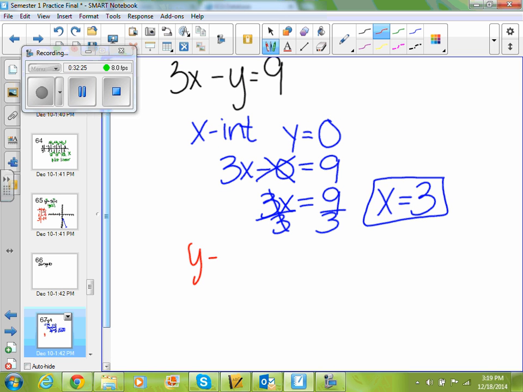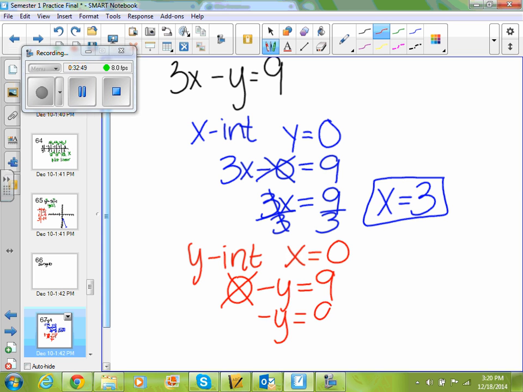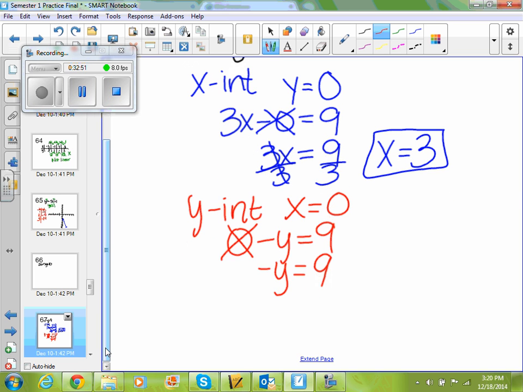If I go to find my y-intercept, what do I know about x and my y-intercept? X is 0. So I'm going to plug in 0 for x. So 3 times 0 is 0. So I get 0 minus y equals 9, which means I can ignore the 0. So I get negative y equals 9. What number is in front of this y? 1. So this is like negative 1y. So then what do I do to solve? Divide by negative 1, divide by negative 1. What does y equal then? Negative 9.